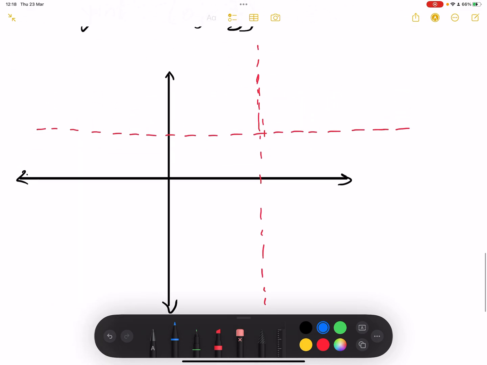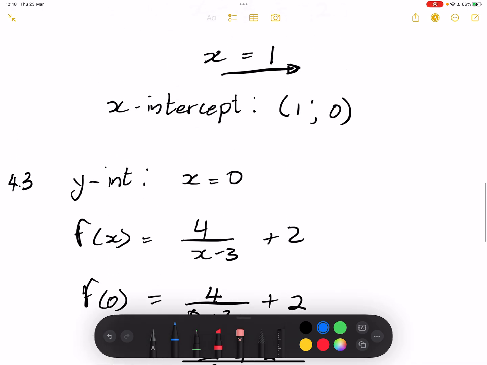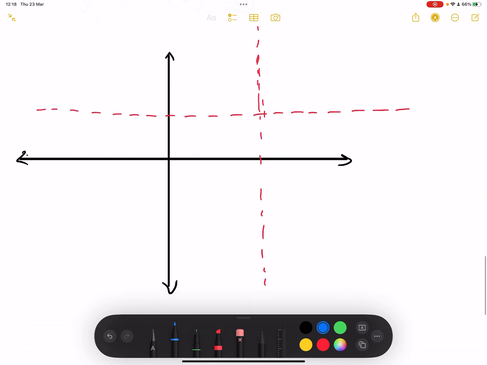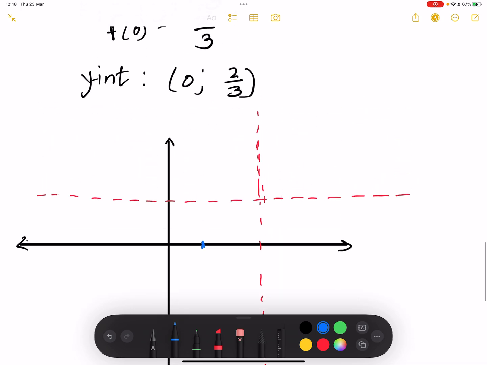So in this case, we know it cuts the x-axis. Remember we said our x-intercept is at 1 and 0, so where x is equal to 1 and y is 0. Okay, so there's our x-intercept. And our y-intercept is at 0 and 2 over 3. So let's just say 0 and 2 over 3 is somewhere there. As I said to you, I'm not going to necessarily draw it to scale.